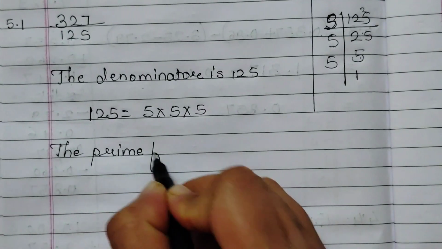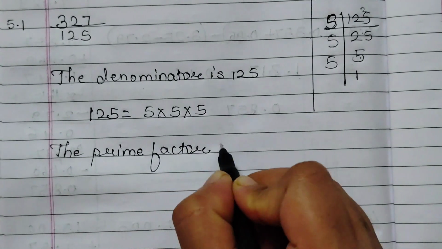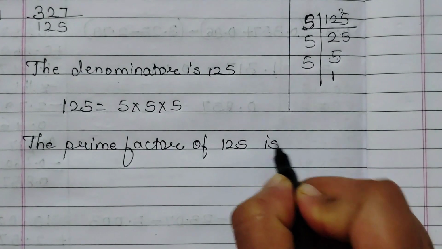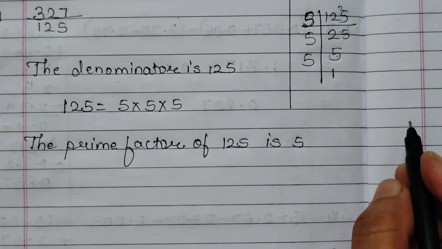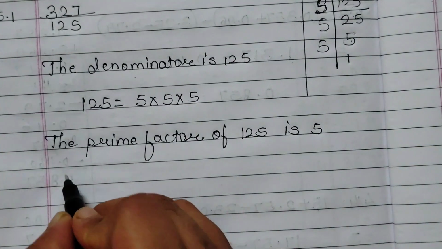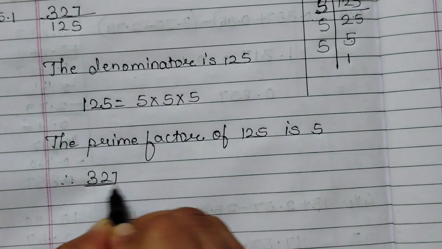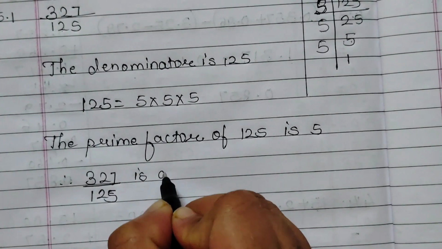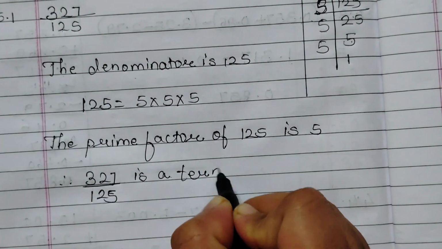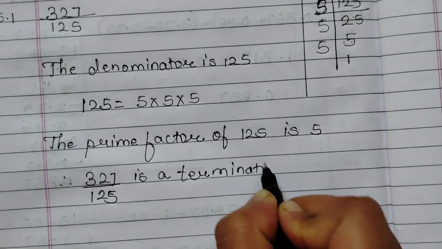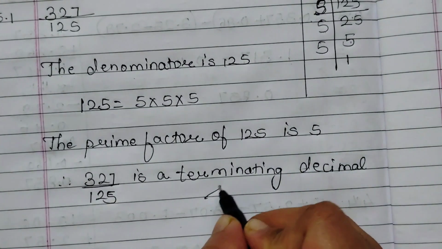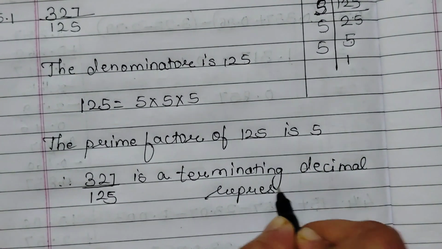Okay, so we'll write the prime factor of 125 is 5. Okay, therefore 327 upon 125 is a terminating decimal representation.